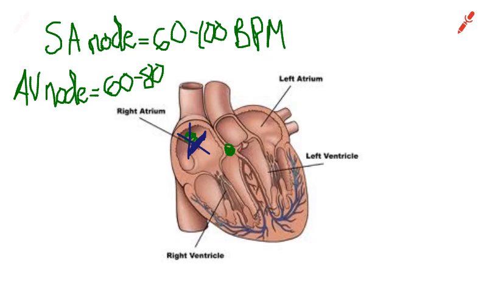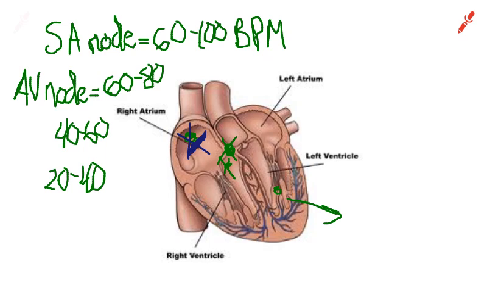And now if the AV node also fails, there's another node right below the AV node called the junctional node. And that's between 40 and 60 beats per minute. And if that node fails, there's another node down here. And that's between 20 and 40 beats per minute. So as you can see, the closer the node gets to the left ventricle, which pumps blood throughout the whole body, this is the one we care about, the slower it pumps.